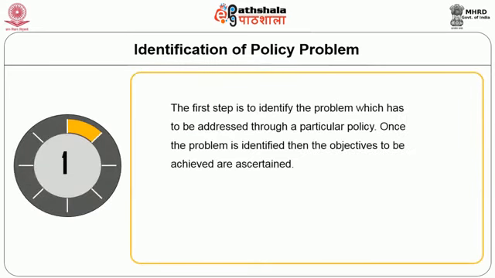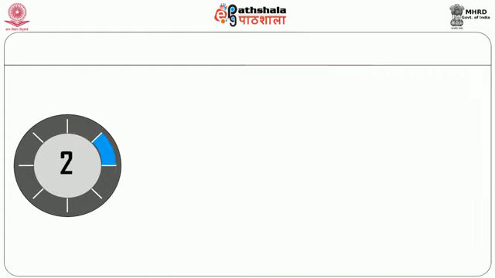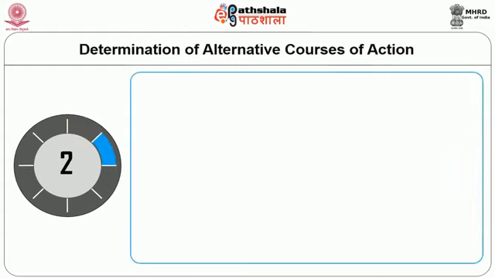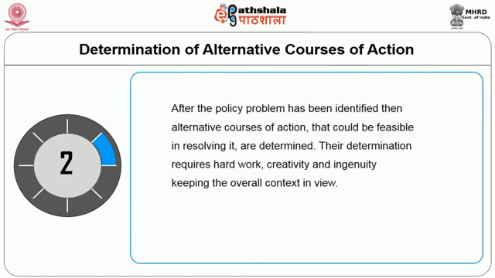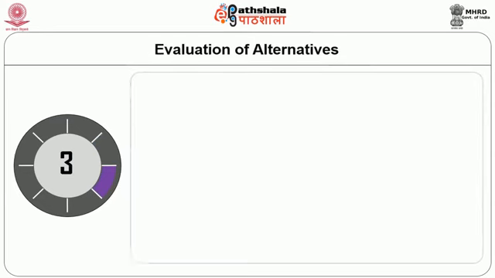Identification of policy problem. The first step is to identify the problem which has to be addressed through a particular policy. Once the problem is identified, then the objectives to be achieved are ascertained. Determination of alternative course of action. After policy problem has been identified, then alternative course of action that could be feasible in resolving it are determined. Their determination requires hard work, creativity, and ingenuity, keeping the overall context in view.